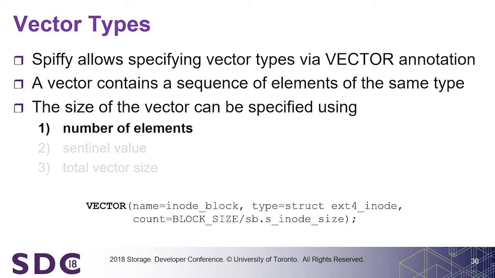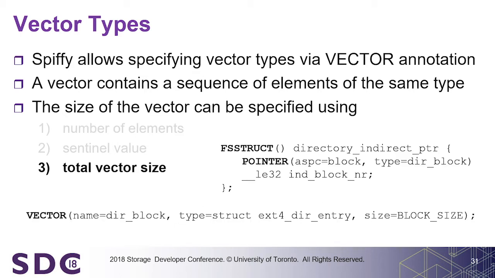So in this example, we show a vector with a fixed number of elements. The inode block is a vector of elements of type ext4 inode. The number of elements in this vector depends on the block size of the file system, as well as the size of the inode structure, which is specified in a field in the superblock named sinodesize.